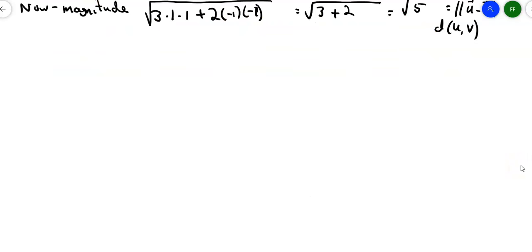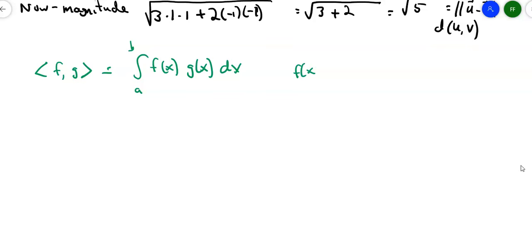Suppose I've got an inner product space that's defined in terms of integrals. And we did one like this before. The inner product of f and g is defined as the integral from a to b of f of x times g of x dx. But this time I'm going to say for f of x equals x squared, find the magnitude of f on the continuous function interval from 0 to 1.